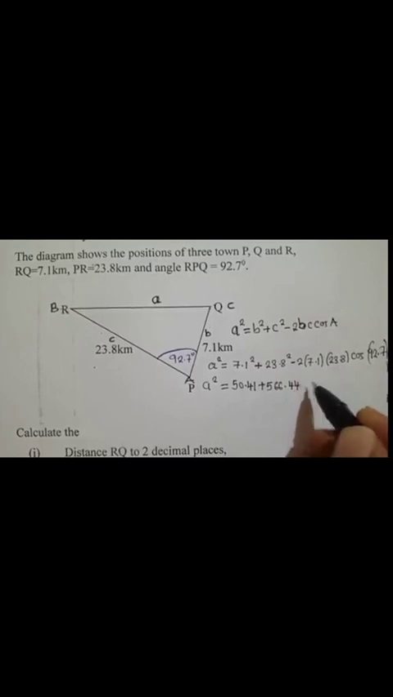And then we say minus, we multiply 2 times 7.1 times 23.8. This will give us 337.96. We say times cos 92.7 degrees. That's our angle. Okay. So once we do that, we can now work out everything. We punch everything right here.